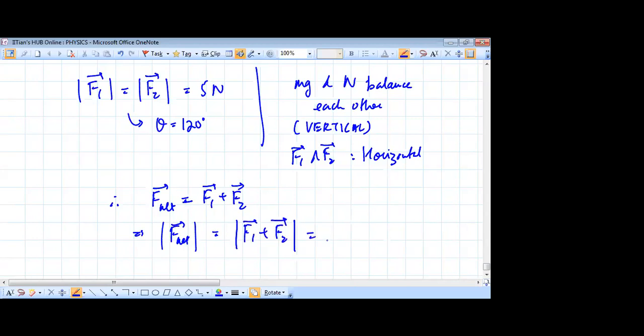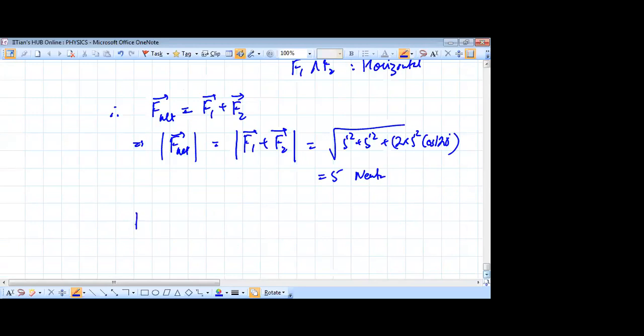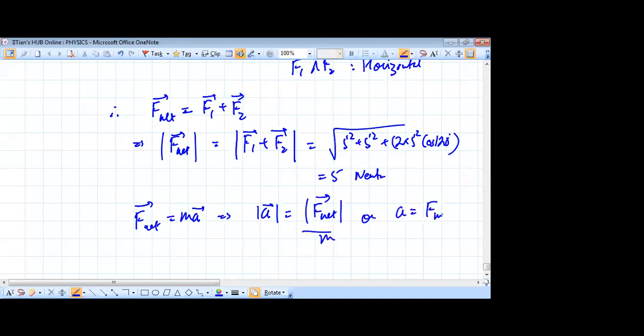So that over here will just become square root of 5 square plus 5 square plus 2 into 5 square cos 120. So you know that that will become 5 newtons. So if the magnitude of the net force is 5 newtons, it means that the magnitude of the acceleration is the magnitude of that net force divided by mass. Or you can just say that a is equal to F net by m. So the acceleration here will have a magnitude of 5 newtons divided by 2 kgs. So that will become 2.5 meters per second square.